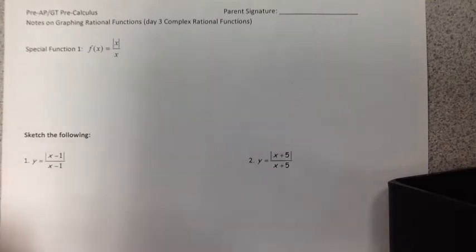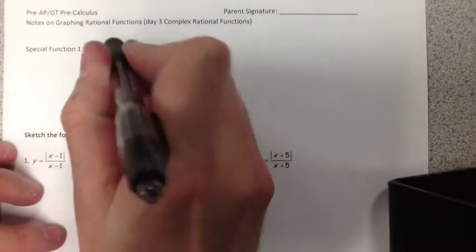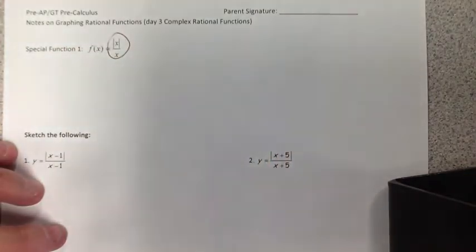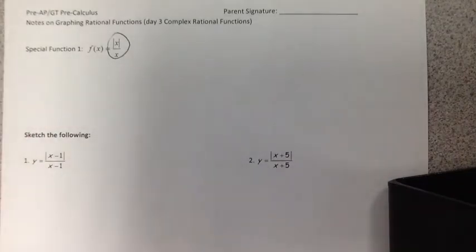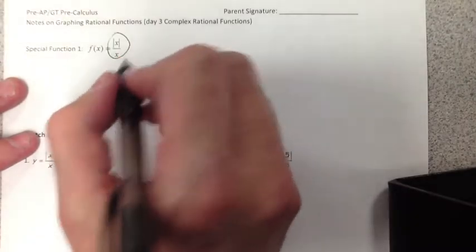Today we're going to look at a couple special rational functions. Now the first one should look familiar to us. We did this one at the beginning of the year. We called it that special case absolute value function. And this one's pretty easy to do. There's really not much to do for graphing it. If you remember it, it's pretty easy to do.